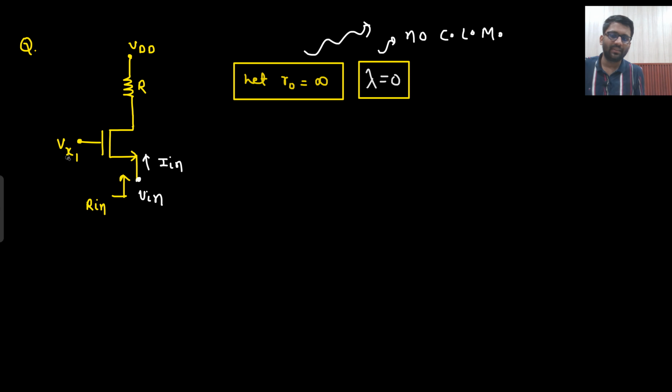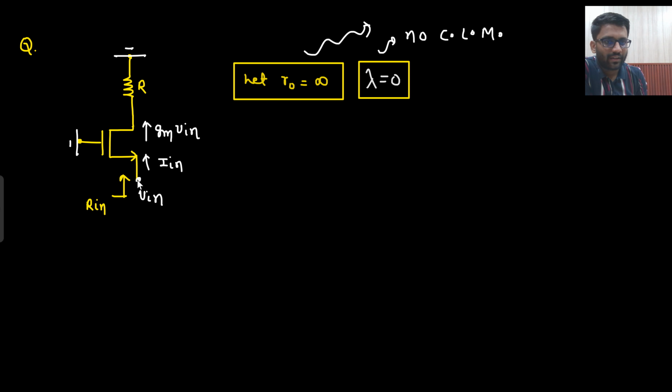This Vx1 is a DC bias, so this is gone. VDD is a DC bias, so this is also gone. This is gone, and this is also gone. So what do you think? What will be the current in the MOS? The current in the MOS in the upward direction will be Gm into V. Say yes or no. The current in the upward direction in the MOS will be Gm into V in only.